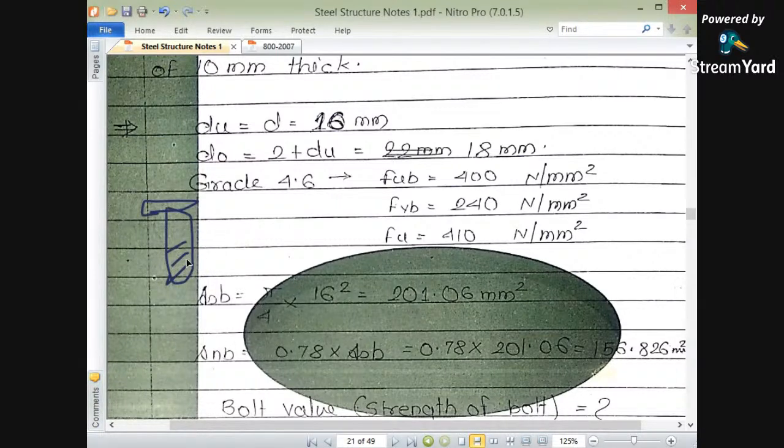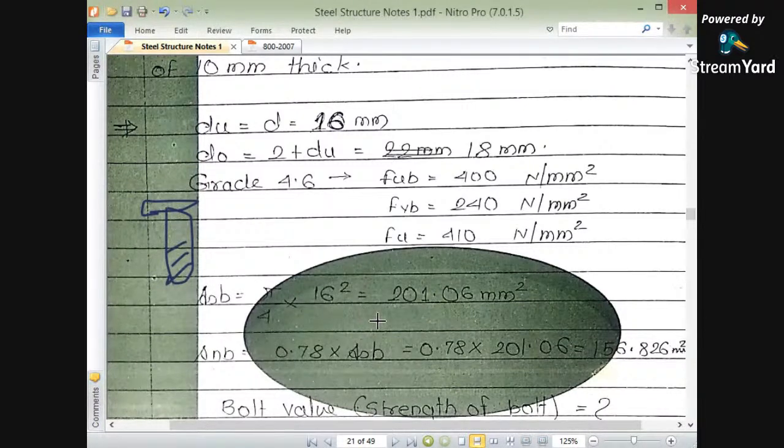What about the threaded area? The area in the threaded portion is somewhat less as compared to this. So how much less? Here we will take 78%, which is 78 divided by 100, that is 0.78. So 78% will be taken as the threaded area. So ANB, the area for the threaded portion, comes to be 0.78 times the complete area, that is 201.06 mm square. So it comes to be 156. That means the area for the threaded portion is less as compared to the total area.